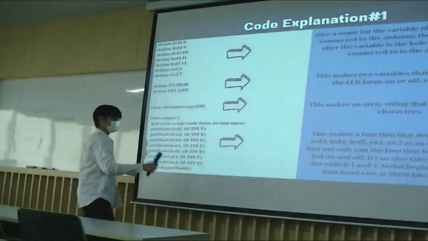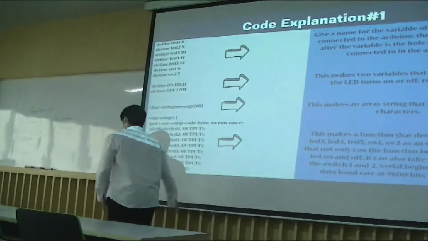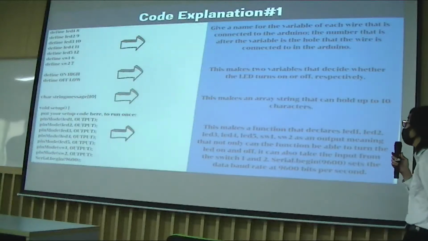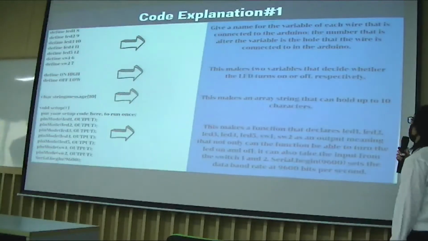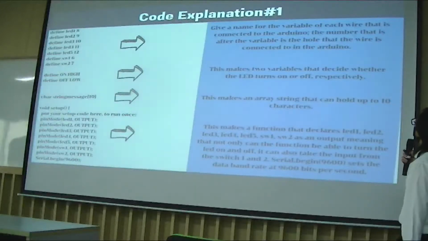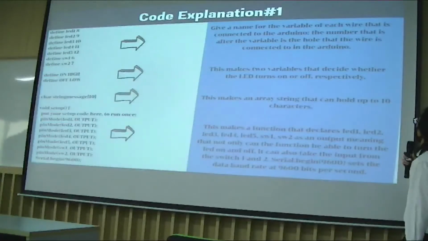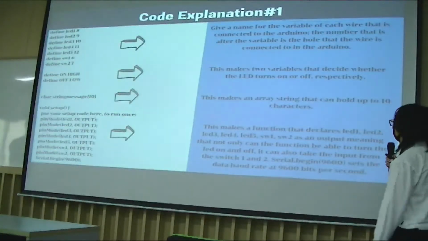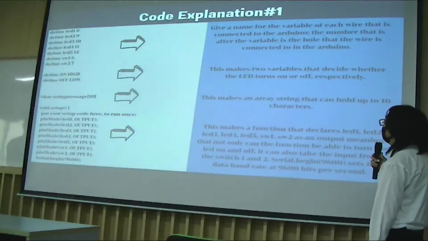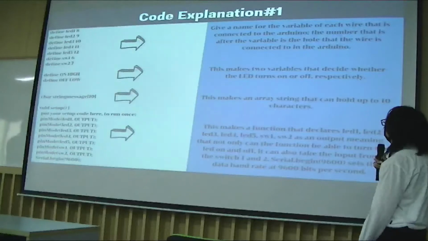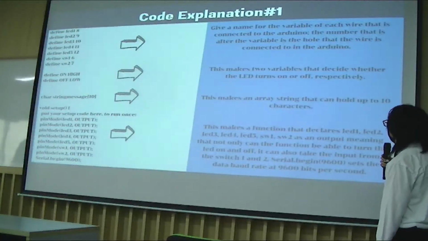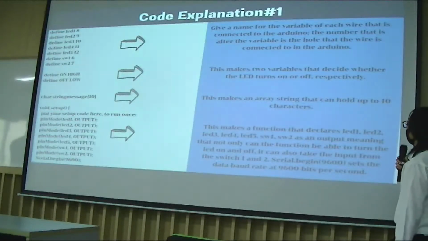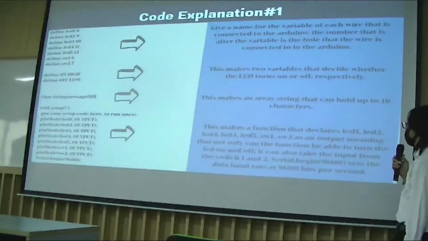And here's the code explanation. As for the code explanation, we first define LED 1, 2, 3, 4, 5, and switch 1 and 2. This line gives a name to the variable of each wire that is connected to the Arduino. The number after the variable is the pin that the wire is connected to in the Arduino. Define on and off: this makes two variables that decide whether the LED turns on or off, respectively. Char string message 10 makes an array string that can hold up to 10 characters.